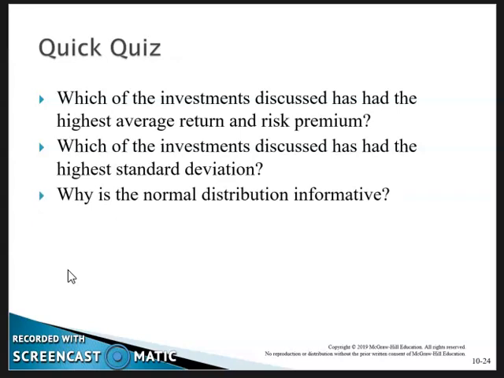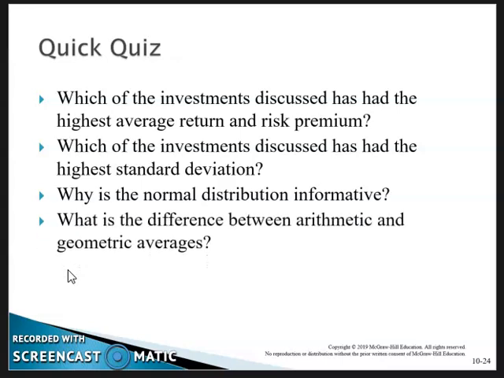Why is the normal distribution informative? The normal distribution gives us a fairly simple way to analyze the risk and probability of returns. It's certainly not perfect. It's not a perfect match for investment returns, but it is the simplest. There have been attempts to use much more complex distributions of returns. However, they have not proved to produce any more reliable analysis.